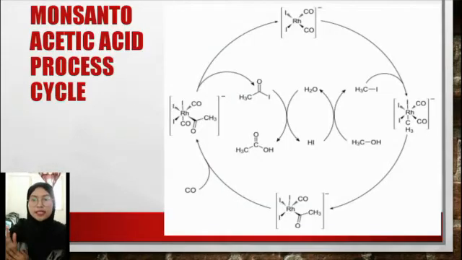In this slide, you can see the overview of the Monsanto acetic acid process, which is a cyclic manner of steps 3 and 5, like I mentioned before, with step 1 providing the methyl iodide and the byproduct, which is the H2O. It started from the catalyst itself, which is the RhCO2I2, and ended with the catalyst again. So that's all for the Monsanto acetic acid process with RhCO2I2 as a catalyst.